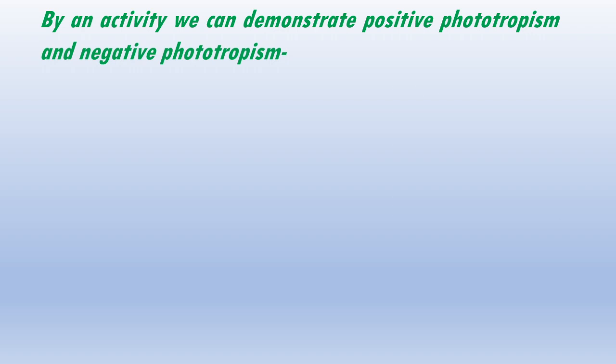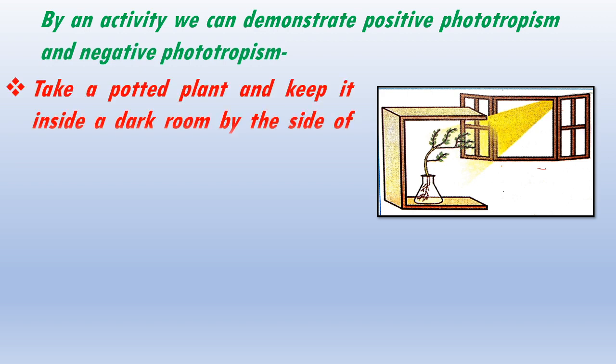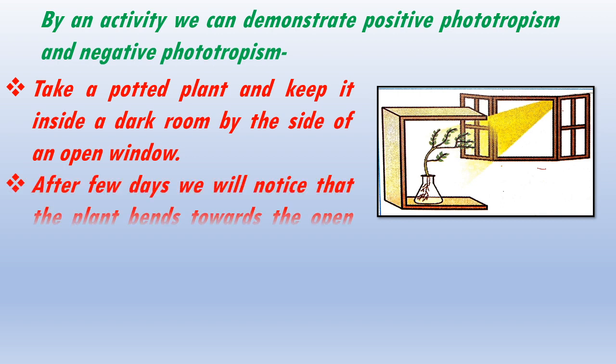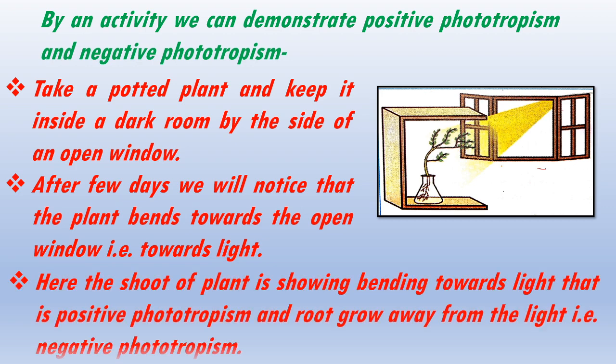Students, we can demonstrate positive phototropism and negative phototropism by an activity. First, we take a potted plant and keep it inside a dark room by the side of an open window. After a few days, we will notice that the plant bends towards the open window, that is, towards light. Here, the shoot of the plant is bending towards light, that is positive phototropism, and the root grows away from the light, that is negative phototropism.